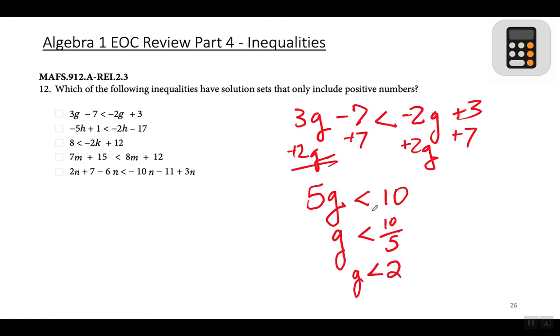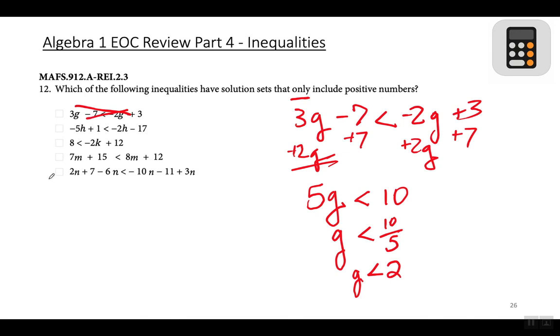Let me read the question again. Which of the following inequalities have solution sets that only include positive numbers? If G is less than 2, that includes negative numbers. So this first one is wrong. Okay, así que cuando resolví esta inigualdad, me dice que G es menos que 2 y la pregunta dice ¿cuál de las siguientes tienen soluciones que solamente incluyen números positivos? So the first one is wrong.